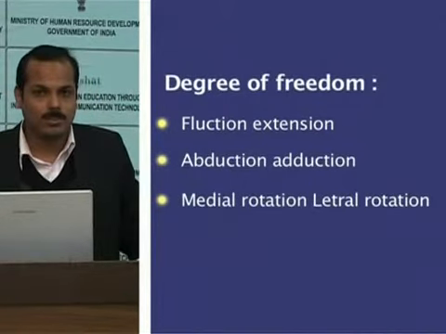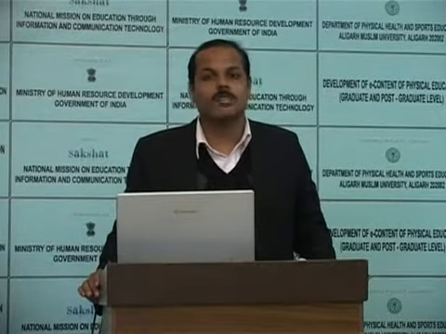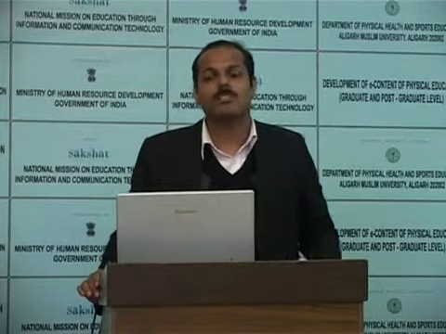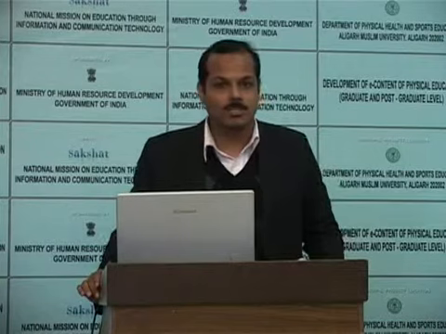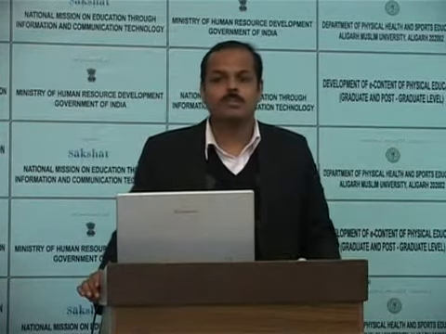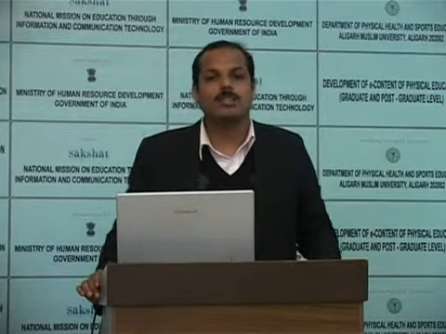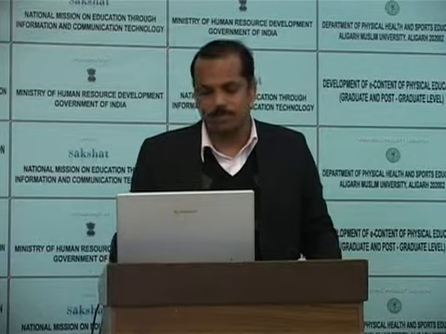Before going through the different movements, we will go through the simple anatomy of the hip joint. As with all joints, there are articular surfaces, and the hip joint has a proximal articular surface and a distal articular surface. The proximal articular surface is formed by the acetabulum of the pelvic bone, and the distal articular surface is formed by the head of the femur.